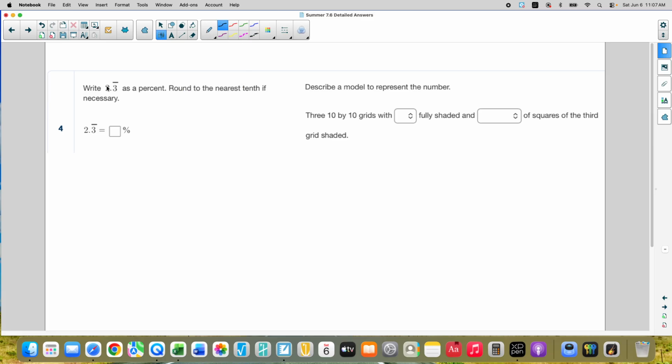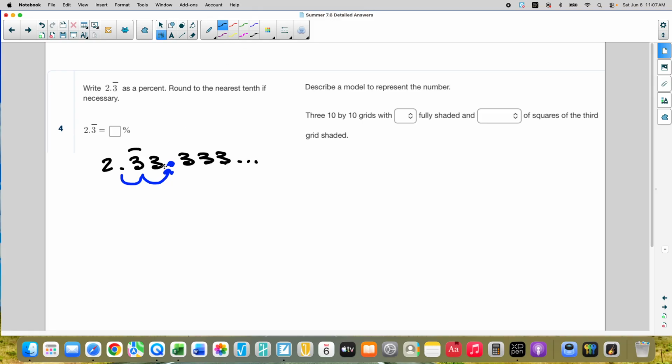We've got, write 2.3 repeating as a percent, round to the nearest tenth if necessary. So remember, we moved this decimal point 2 places to the right. We're going to add a 0, not a 0. Oh, super rough. It's Saturday morning, so I thought I'd get a little work done. And clearly my brain is yet to be started, so keep that in mind.